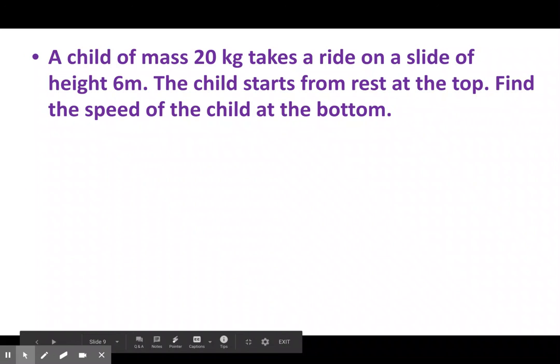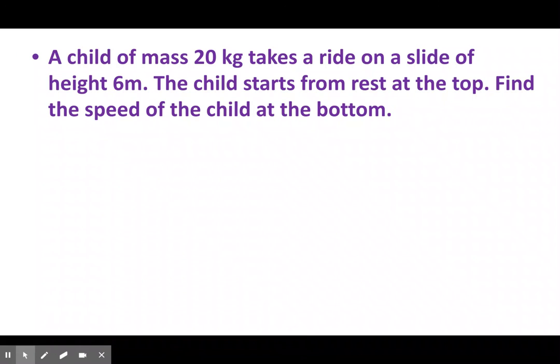Last one. So we've got a child, mass of 20, takes a ride on a slide of a height 6 meters. The child starts from rest at the top. Find the speed of the child at the bottom. So initial side 1/2 mv squared plus mgh. And then our final side 1/2 mv squared plus mgh.